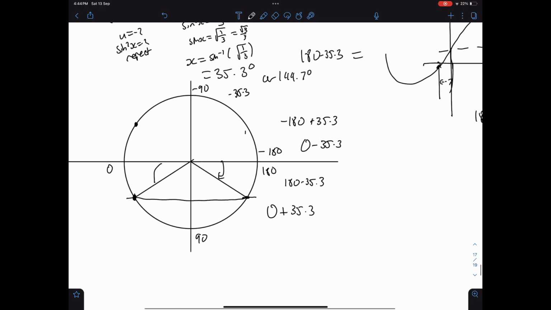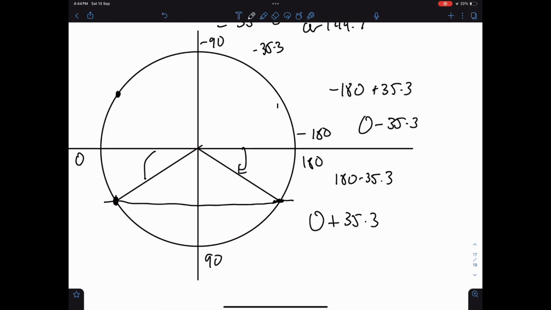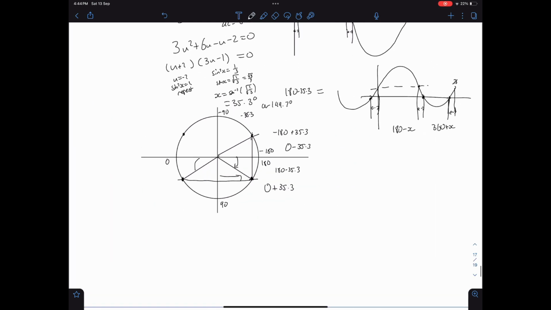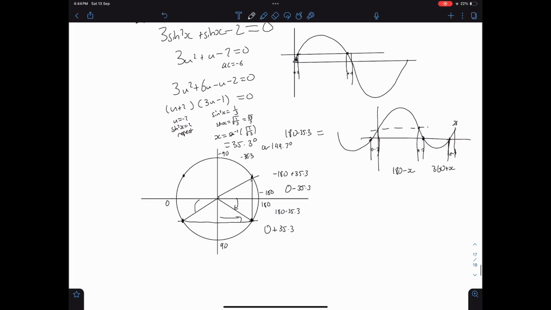Oh, and say we were solving for cosine, doing this run over here, you'd then do a vertical line to get this one for the cosine. That's how you use the unit circle. And then for tan, I recommend you just use the graph and not the unit circle at all.